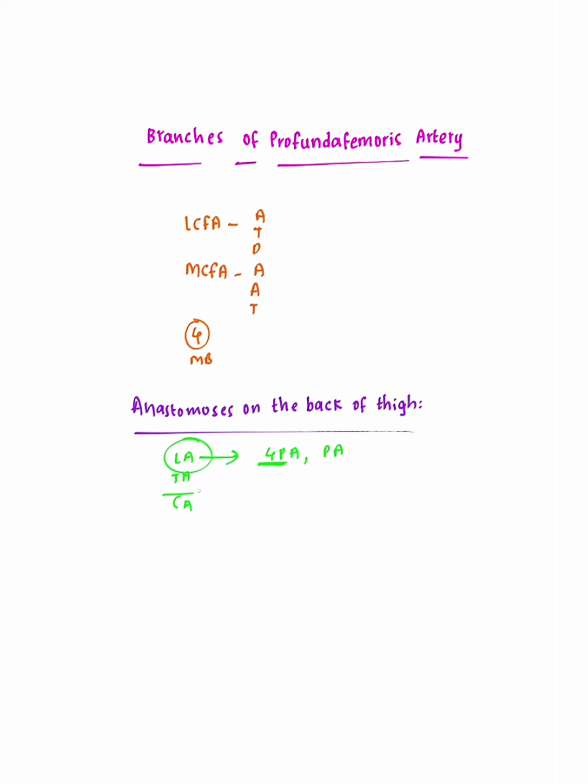Trochanteric anastomosis. It is formed by two descending branches and two ascending branches. Two descending branches are descending branch of inferior gluteal artery and superior gluteal artery. Ascending branches of medial circumflex femoral artery and lateral circumflex femoral artery. Cruciate anastomosis. It is formed by two transverse branches, one descending branch and one ascending branch. Transverse branches of medial circumflex femoral artery and lateral circumflex femoral artery. Descending branch of inferior gluteal artery. Ascending branch of first perforating artery.